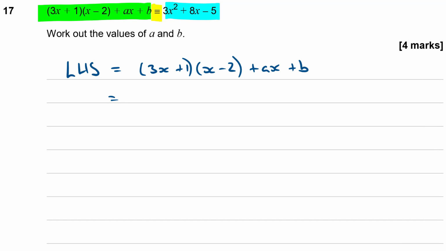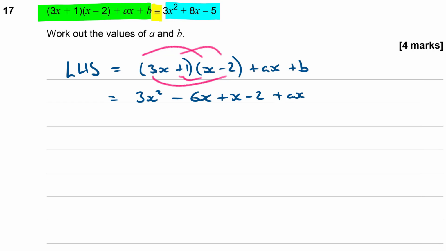Okay, so first up, removing the brackets using whichever method you like best. I'm going to go for 2 eyebrows, a nose and a mouth. So 3x times x is 3x squared. 3x times minus 2 is minus 6x. 1 times x is x, and 1 times minus 2 is minus 2. Don't forget my other 2 terms, ax and b on the end.